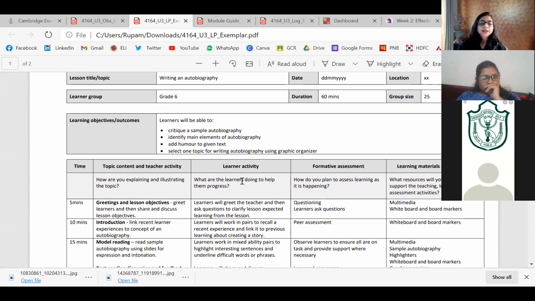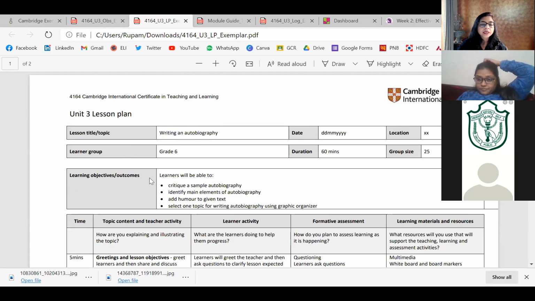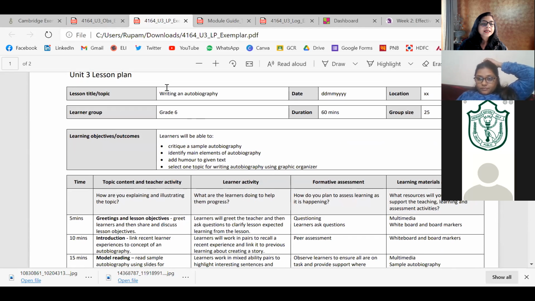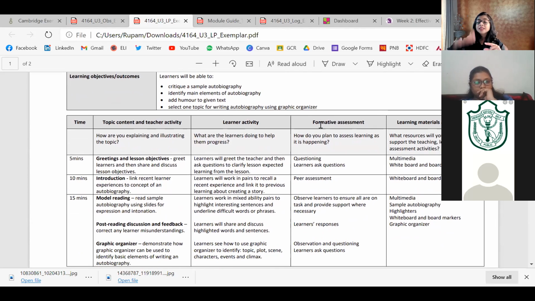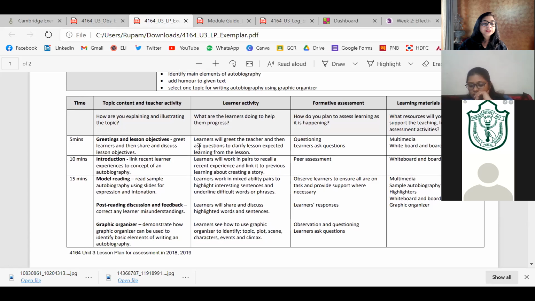That's important, right? So here are the learning objectives. This is for grade 6, and the aim is writing an autobiography. The learning outcomes are: learners will be able to critique a simple autobiography, identify the main elements of an autobiography, add humor to the given text, and select one topic for writing an autobiography using a graphic organizer. This is one of the lesson plans in a sequence, which means something has already happened before this.